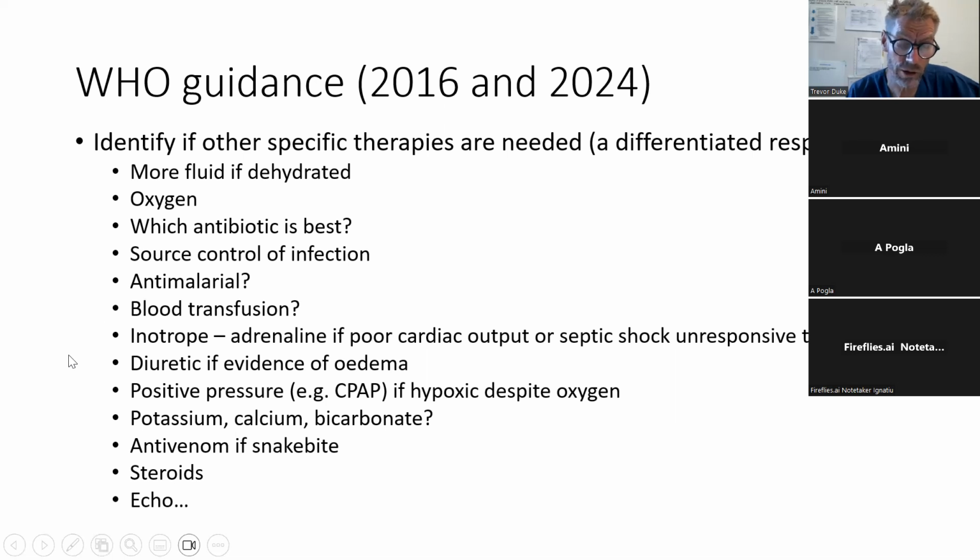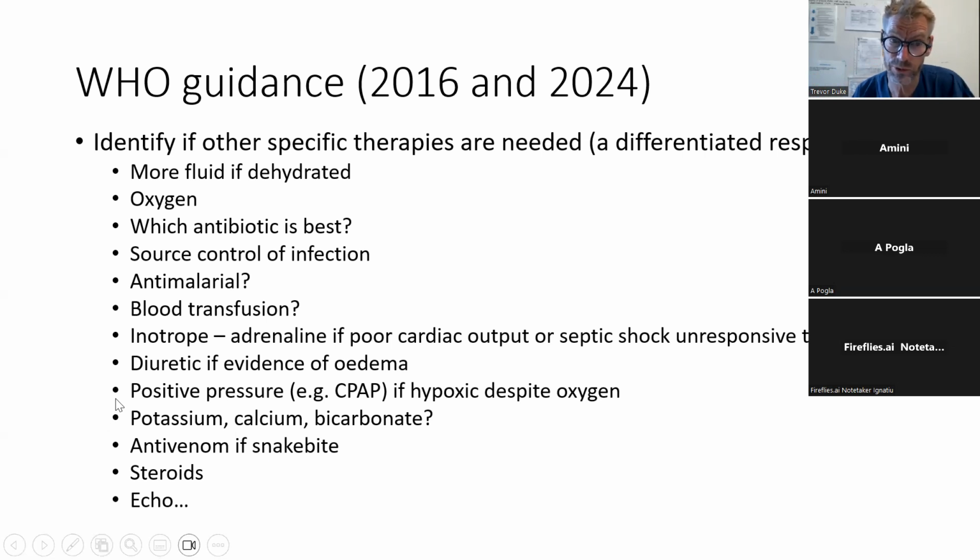And then do they need an inotrope? They've had a lot of fluid by now while you're thinking about it and treating them with fluid and antibiotics, but would they benefit from some adrenaline? And I'll explain how to do that. If their cardiac output is poor, or their shock is unresponsive to the first fluid bolus. On the other hand, if they've got edema, if they're swollen and if their lungs seem wet, then sometimes putting them on some diuretics can help. Give them a decent dose of diuretics, a milligram per kilogram or 2 milligrams per kilogram of frusemide, and you'll sometimes get rid of some of that lung water and make their lungs better and make them less hypoxic.